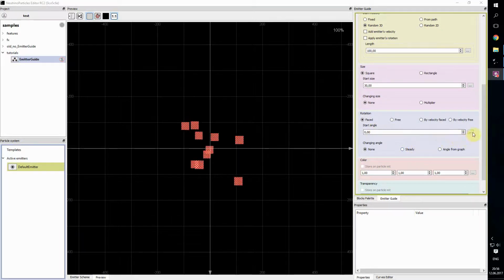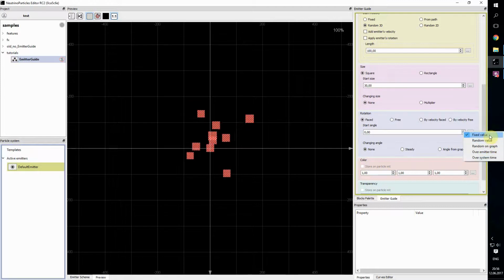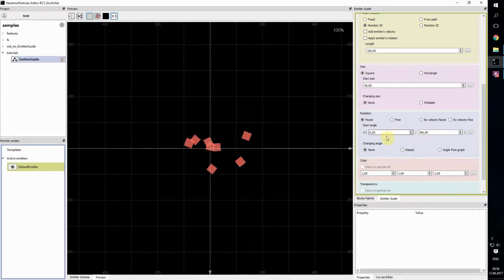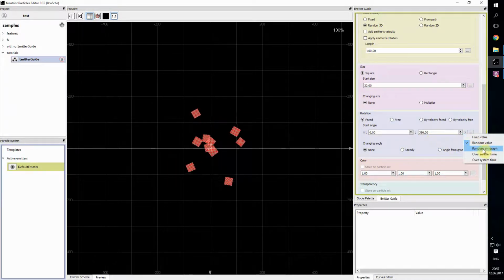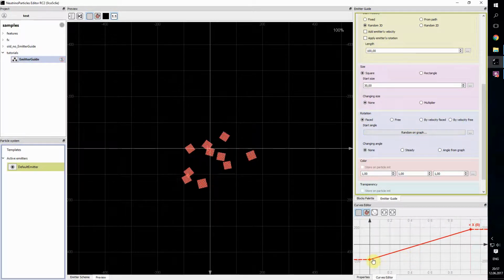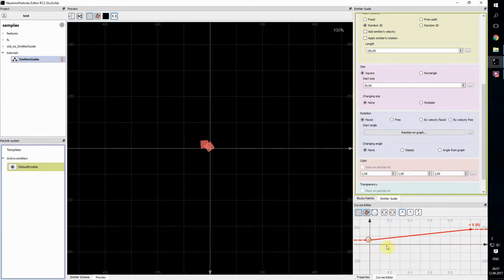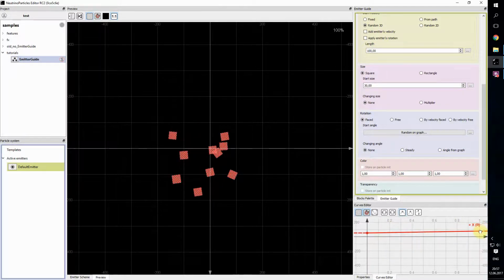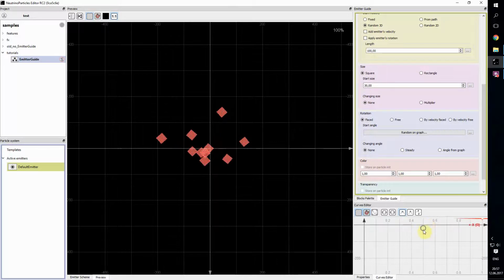Start angle can be represented with several distributions like random value. So all particles now are randomly rotated from 0 to 360 degrees. Also you can change it to random on graph to make a custom random distribution, for example.